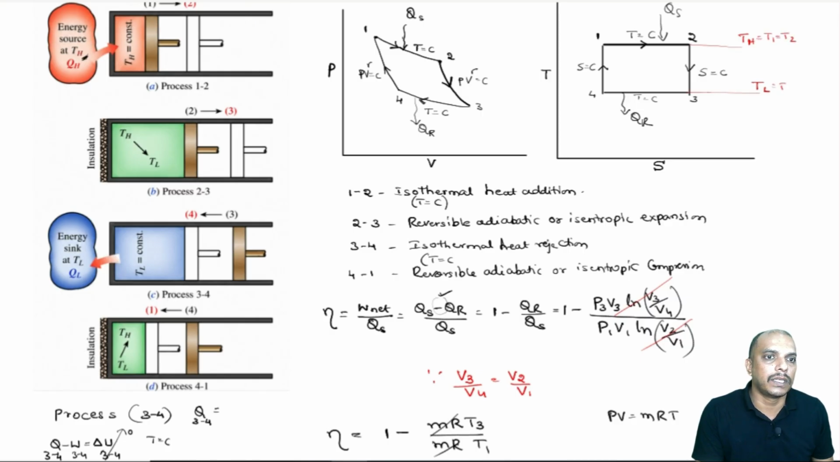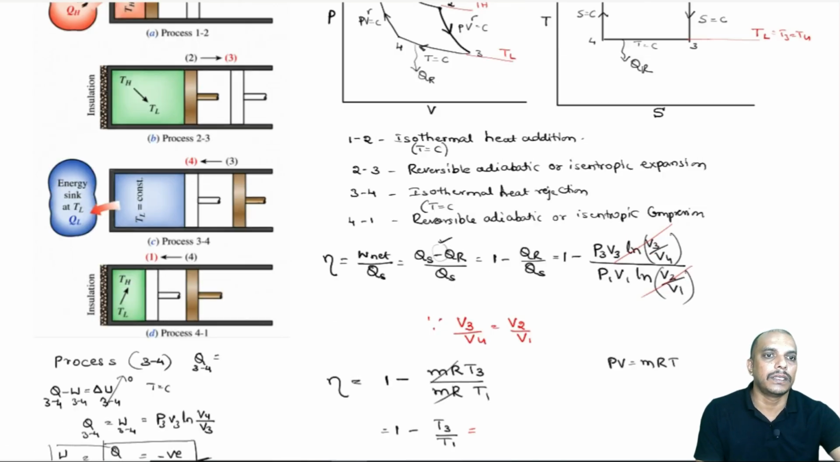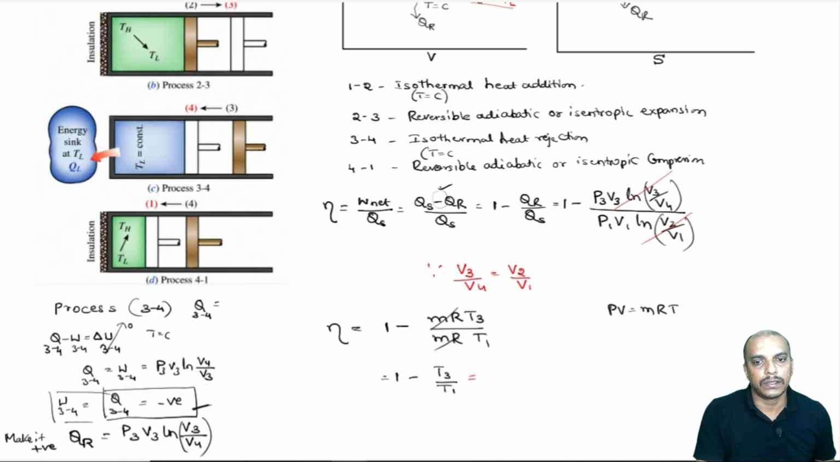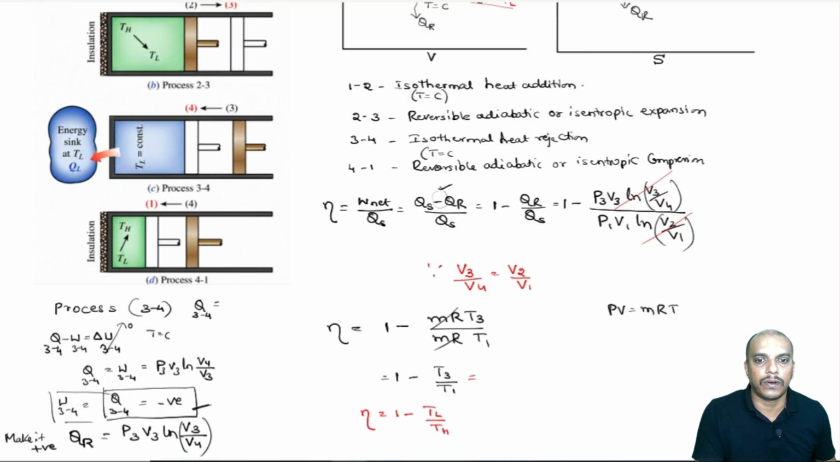So, TL is equal to T3 is equal to T4, correct. So, same is true here. This is our TH, heat supplied, this is our TL, the temperature at which heat is rejected. Now, this can be further written as, T3 is TL and T1 is TH. So, this is nothing but efficiency is equal to 1 minus TL by TH, okay. Now, this is our equation for efficiency of a Carnot cycle.